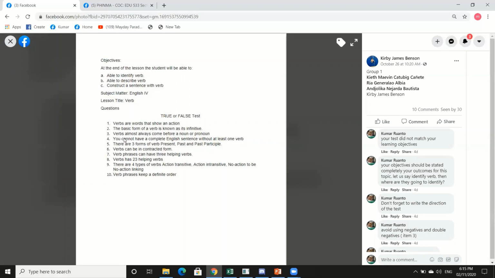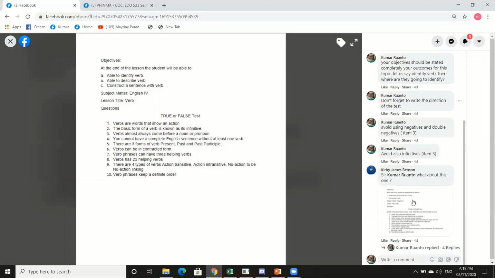And there's also item 3, where they have used absolute terms. So avoid using words like always, some, most, no. The reason for that is, if we are going to use always, the answer is usually false. And if you are going to use some, the answer is usually true. Not really, but sometimes it's true.